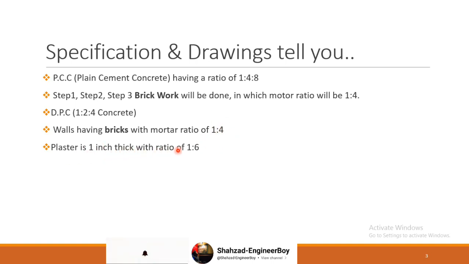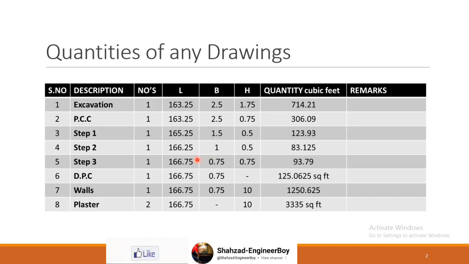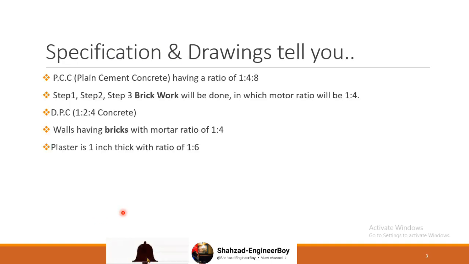1 inch thick with a ratio of 1:6 means you are doing plaster for the plan, for the diagram of this question. The plaster you will be doing will be 1 inch thick, and that plaster will have a ratio of 1:6, meaning 1 part of cement and 6 parts of sand. This is the information which will be given either in the diagrams, drawings, or specifications.